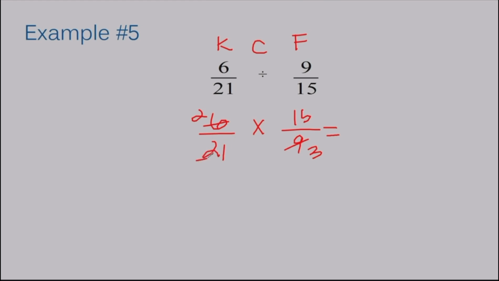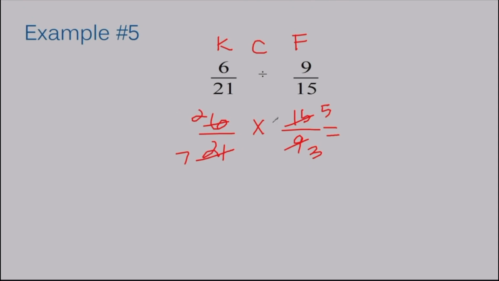So 21, 7 goes into 21 3 times, and 3 going into the 15, that's 5 times. So now I have new fractions to work with. I have 2 7ths and 5 thirds, okay? So now I'm going to multiply with these numbers instead of the old numbers because that's easier to work with. Basically what I ended up doing to get this is dividing all the numbers by 3.